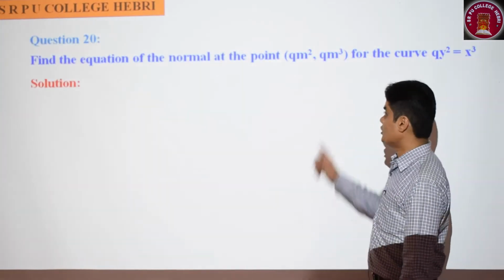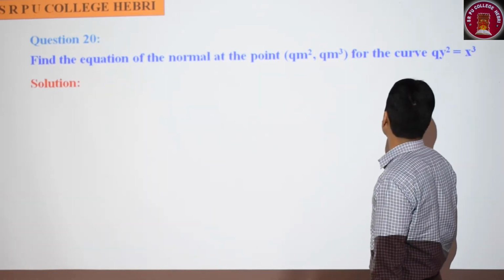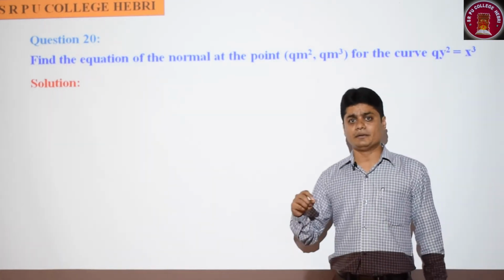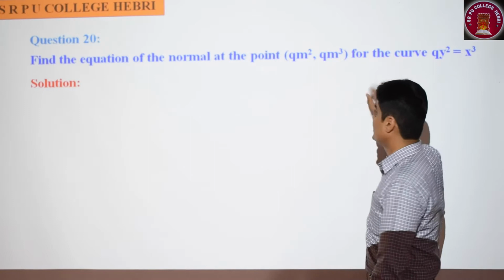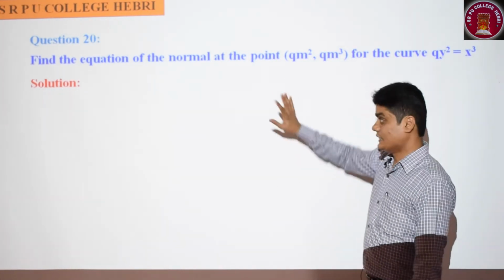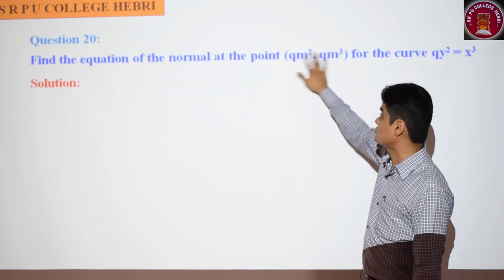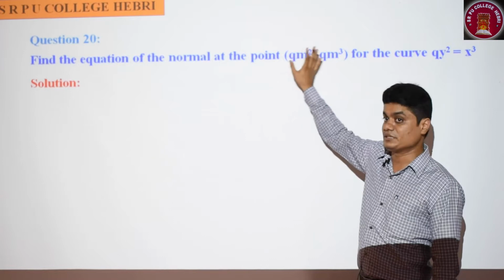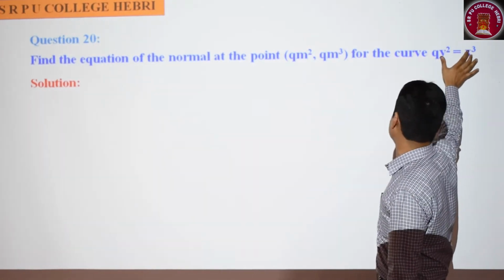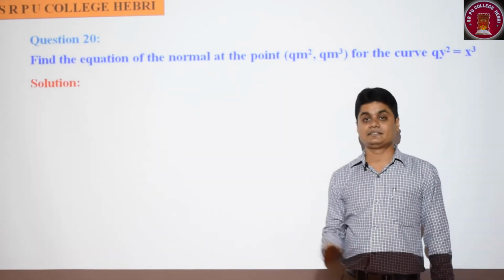Find the equation of the normal at the point (q m square, q m cube) for the curve q y square equal to x cube. Actually this is not different, but because of this given data it looks different from the previous simple problems. The concept is not difficult or different, but usually numbers are given, like 1, 2, 2, 3, something like that. Here, again one unknown is present which is q. So for that reason I am giving the solution.